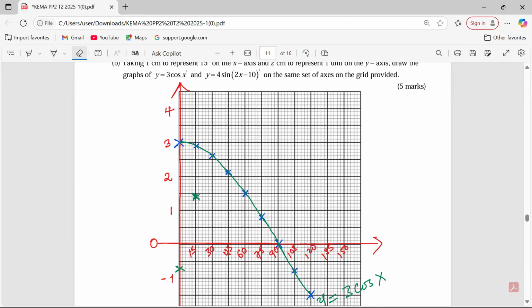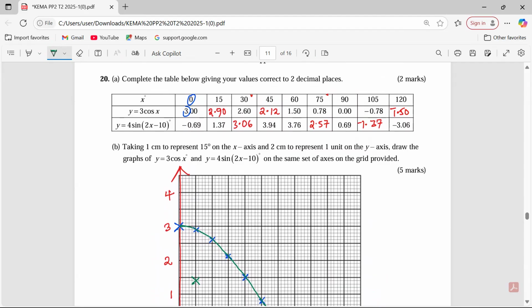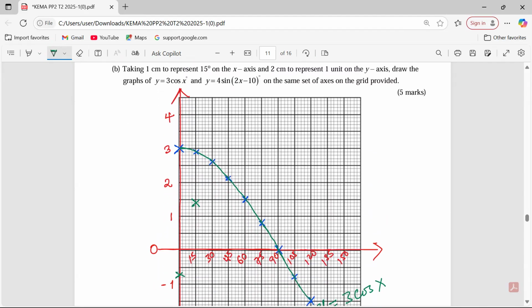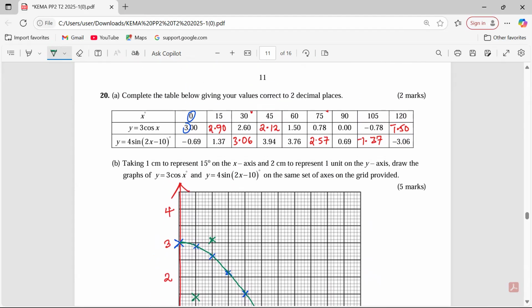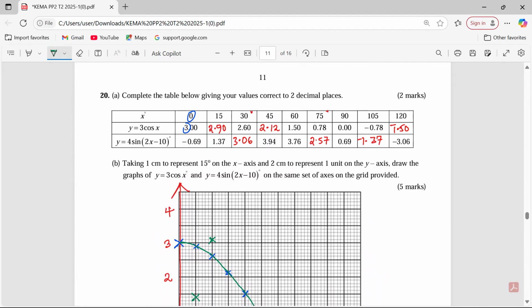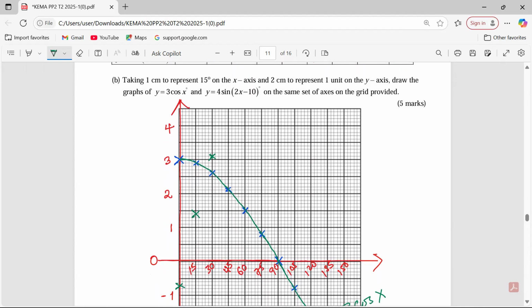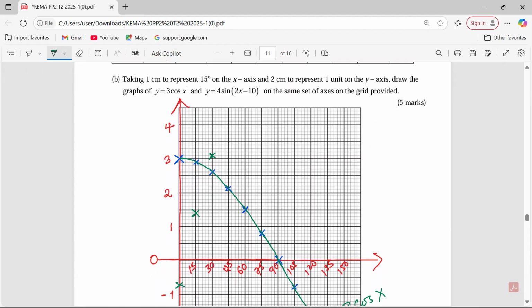Let me plot the coordinate very well. 1.4 that way. 30 with 3.1. So 3.1, slightly above 3. That way. We're also talking about 45 and 3.9. 45 and 3.9, yeah. 3.9, just before 4. That way.